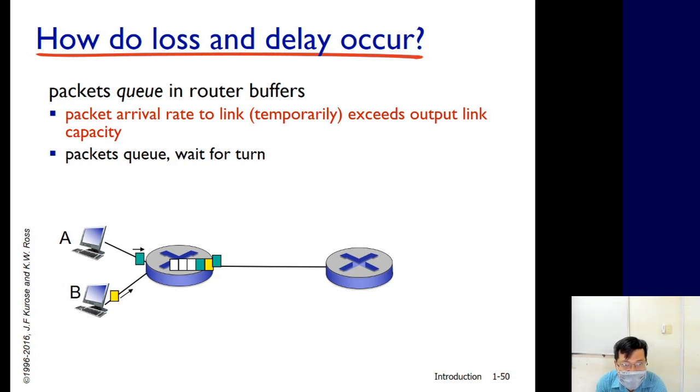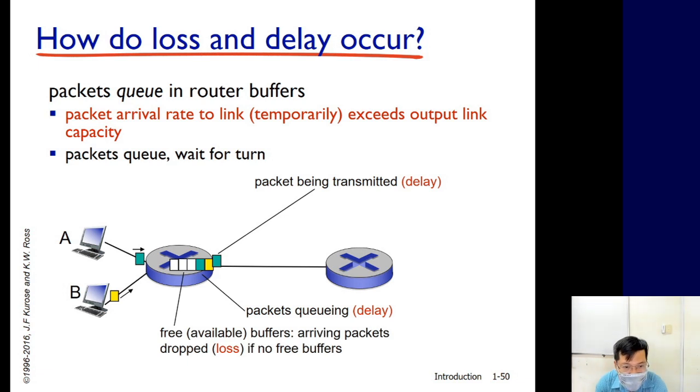Loss and delay occur when packets queue in a router buffer. If the arrival rate to a link exceeds the output link capacity, the packets can be delayed, stored in the buffer. But if the buffer is full, it means there is no room for the packet, so the packet will be dropped, and the packet is lost. We are interested in the buffer of each link and the capacity of the link. We can reduce this to the loss or the delay, the queuing delay.